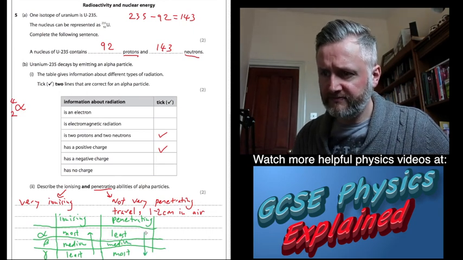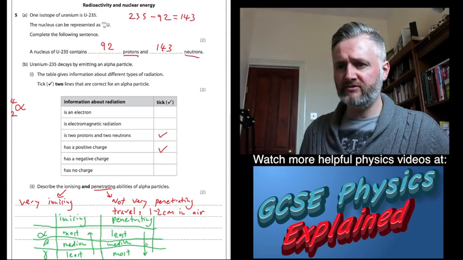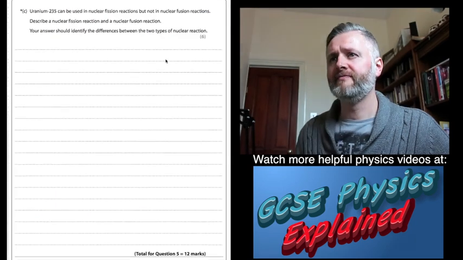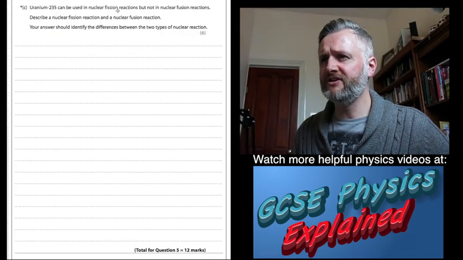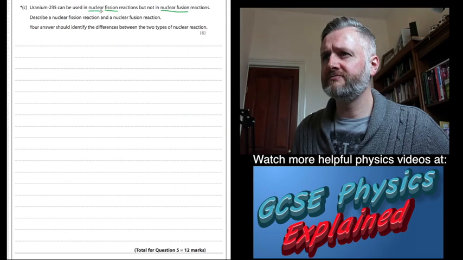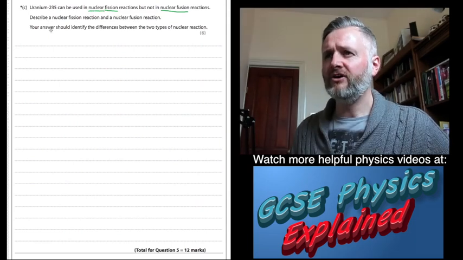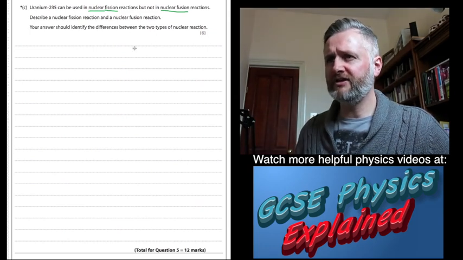So this is getting more and more penetrating as you go down. I hope that's helpful for you, just a little generalisation. Question C. Uranium-235 can be used in nuclear fission reactions, but not in nuclear fusion reactions. Describe a nuclear fission reaction and a nuclear fusion reaction. Your answer should identify the differences between the two types of nuclear reaction.